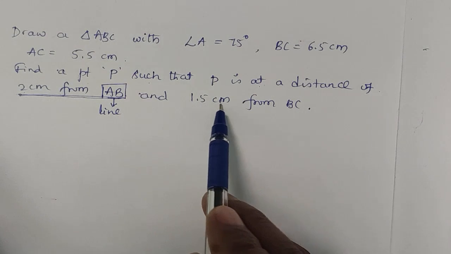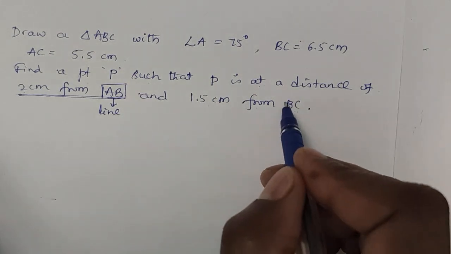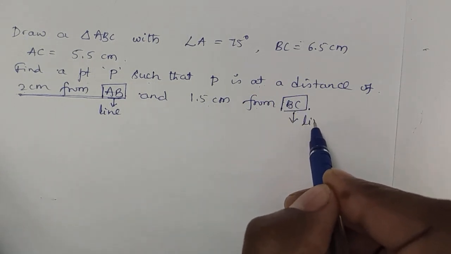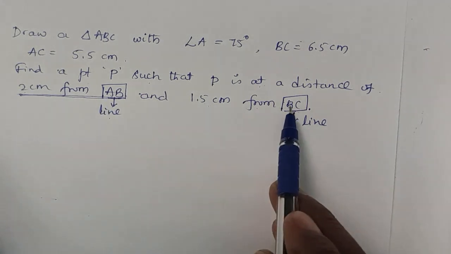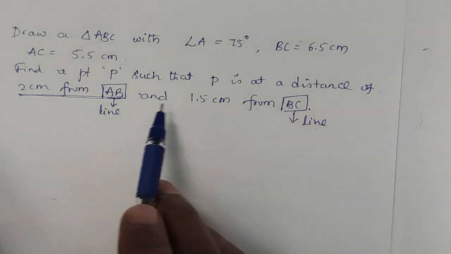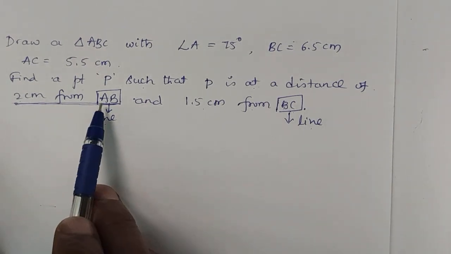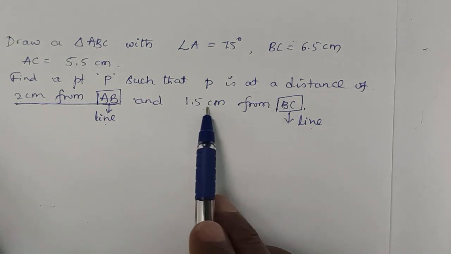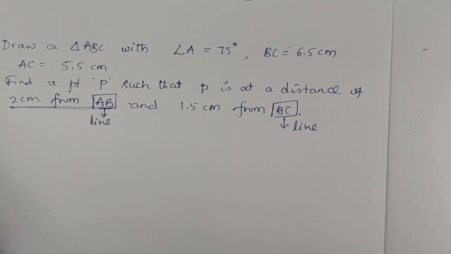Next, 1.5 centimeters from BC. This is another condition. Again focus on BC. What is BC? BC is also a single line. Therefore for this also, parallel. For AB also parallel, for BC also parallel. There are two parallels we have to draw. Mainly focus on that: 2 centimeters from AB is one parallel, 1.5 centimeters from BC is the other parallel. So let us go to the construction.